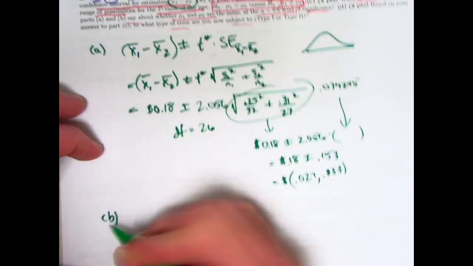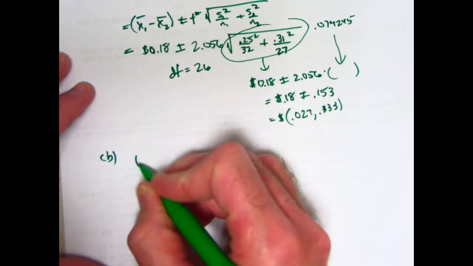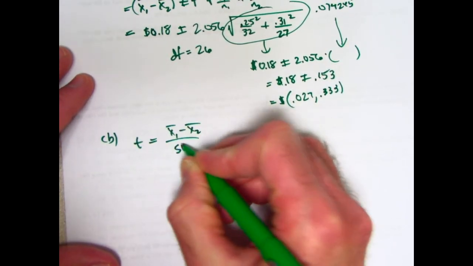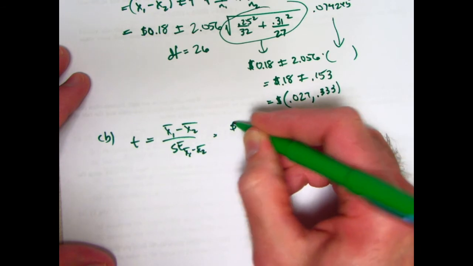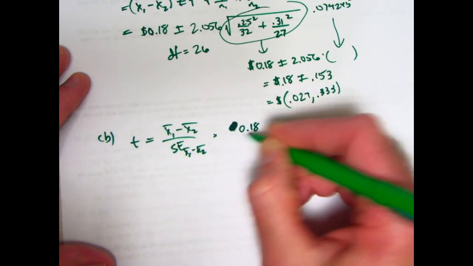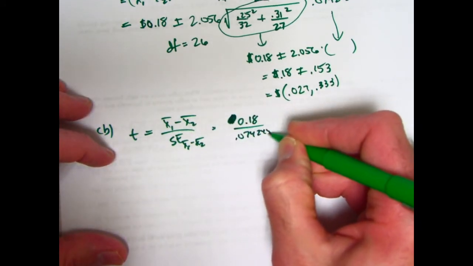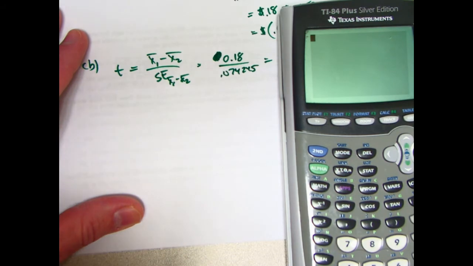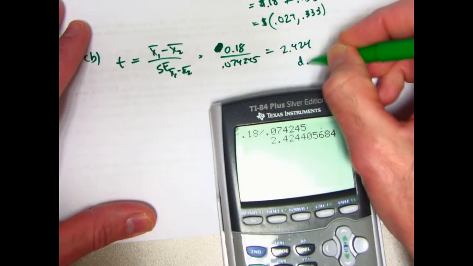Does B confirm this based on doing the hypothesis test in the ordinary way? We need to calculate a t statistic. That will be x1 bar minus x2 bar over the standard error for x1 bar minus x2 bar. We have these numbers already. Actually, the units are going to cancel anyway, so I won't bother putting them. 0.18 for the difference up there, and the standard error here was 0.074245. All right, do that quotient, 0.18 divided by 0.074245. Gives you a t-stat of 2.424. Again, 26 degrees of freedom.